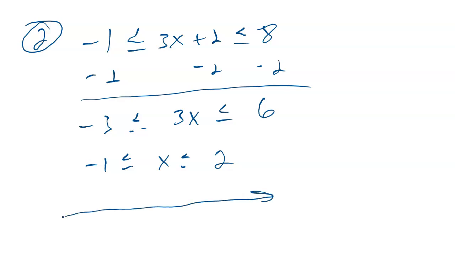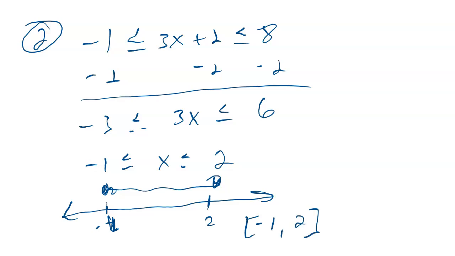I guess I'm graphing. So this is negative 1. This is 2. Again, this is my conjunction. These are filled in. Interval notation, I'm going from negative 1 to 2. Boom, done. On to 3.